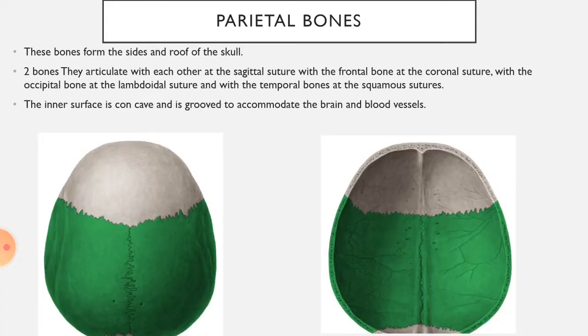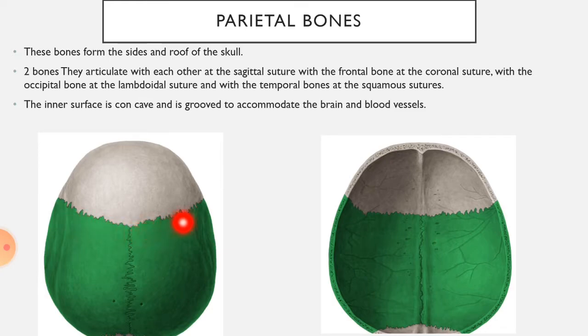Next is the parietal bone, and we have already discussed that the parietal bones form the sides and roof of the skull. These two bones articulate with each other at the sagittal suture, with the frontal bone at the coronal suture, with the occipital bone at the lambdoid suture, and with the temporal bones at the squamous suture. Now we will look at all these sutures individually.